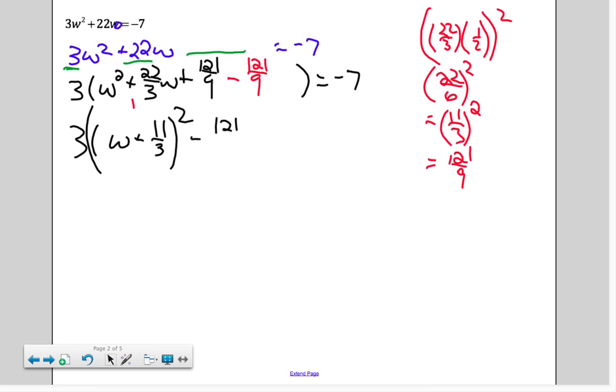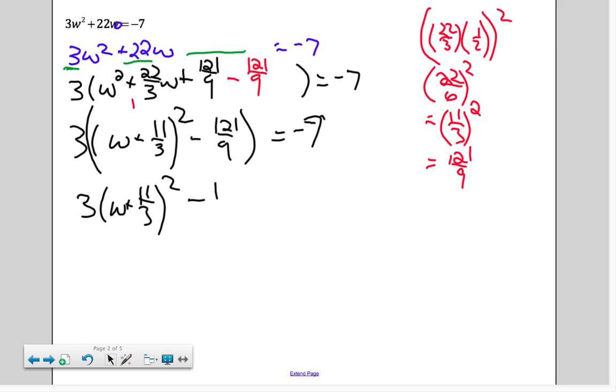Minus 121 over 9 is equal to minus 7. Okay? Now I have to distribute the 3 across, so I get 3W plus 11 over, it's not 11 over 3. No, it's 11 over 3, 20 squared, minus, well, 3 times 120 over 9. I could reduce that, so it's basically 121 over 3. It's a negative 7.